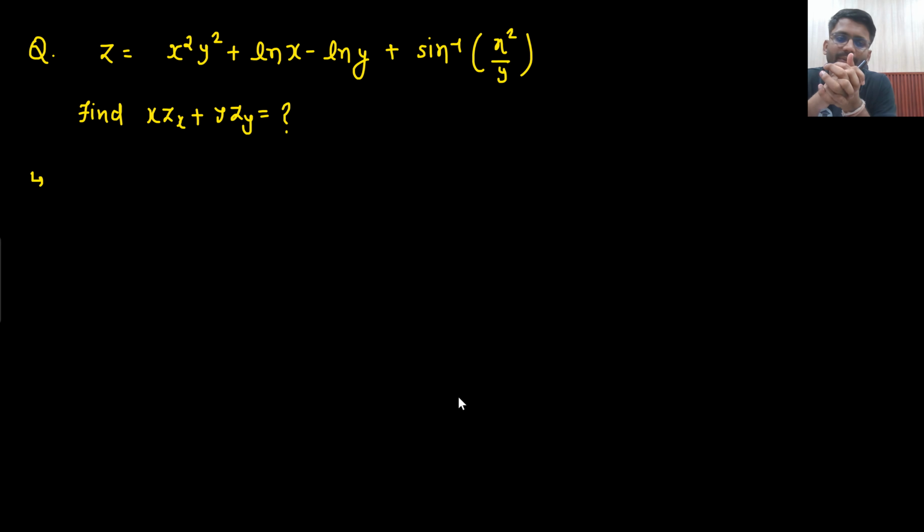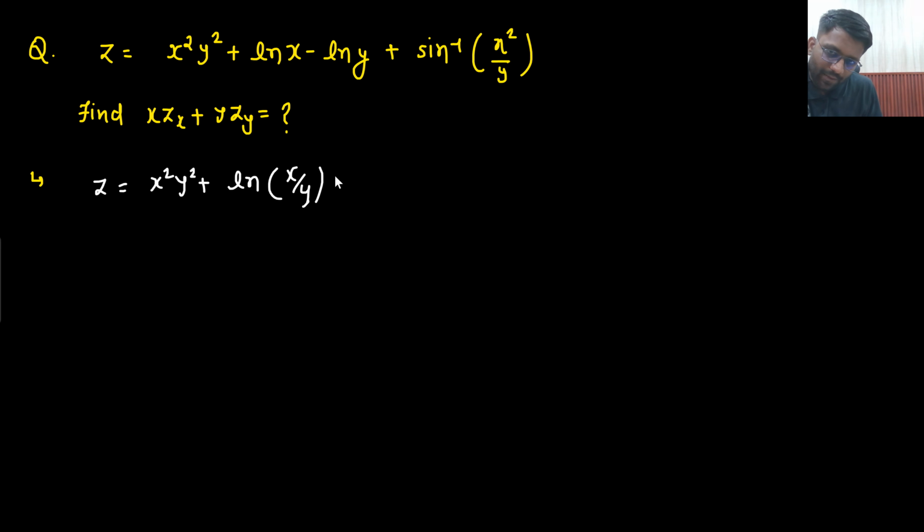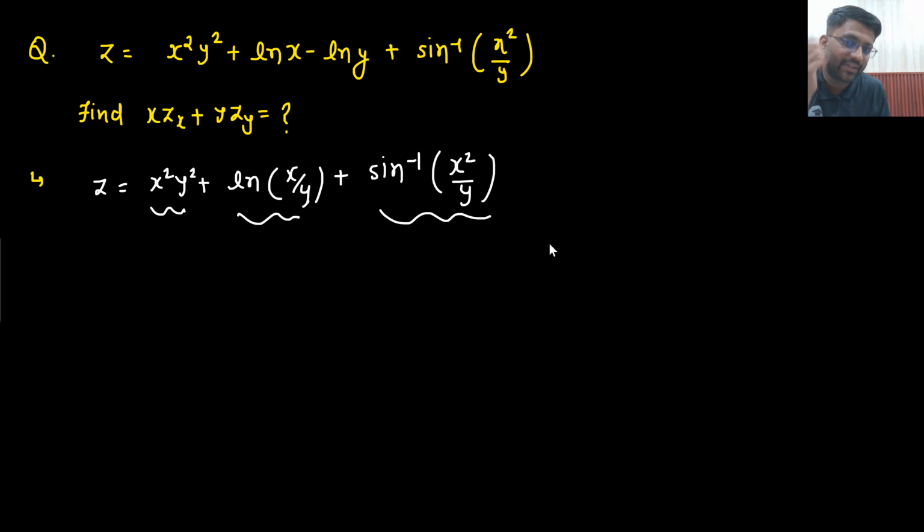It is a homogeneous function now. This is a separate homogeneous function, this is a separate homogeneous function. Why is that so? Let's write down z in a good manner: x square y square plus ln x by y plus sine square x square by y. This is a separate homogeneous function, this is a separate homogeneous function, and this is not a separate homogeneous function. Are you able to understand this point?